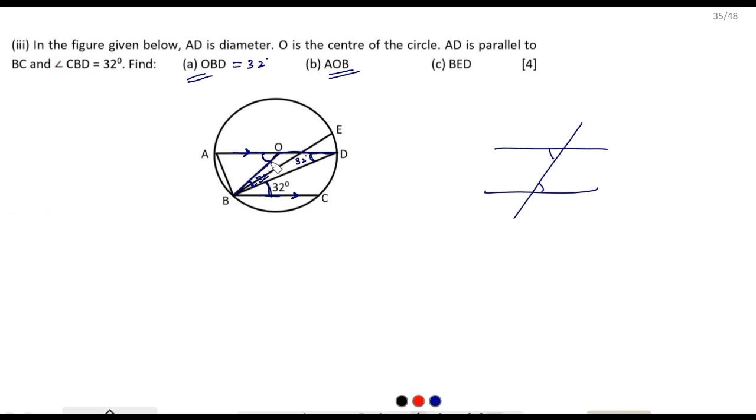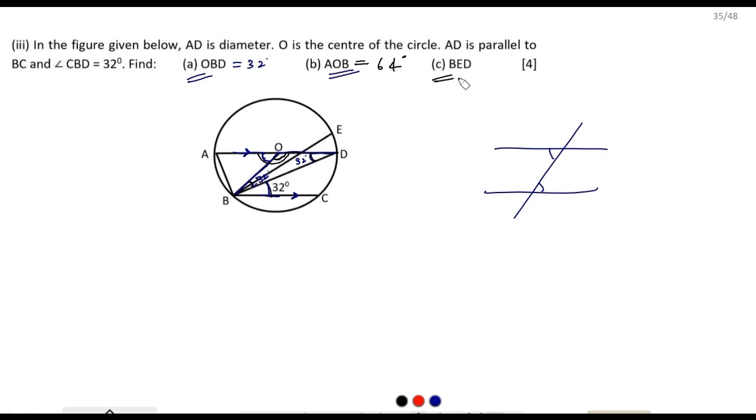Now this angle is the exterior angle of triangle OBD. This will be equal to 32 plus 32. In another way you can find this angle by 180 minus 64, and then you can find this angle because this whole angle is 180 degree. In both cases you will get the same value. Angle AOB, due to exterior angle, will be the sum of this and this, 32 plus 32, 64 degree.